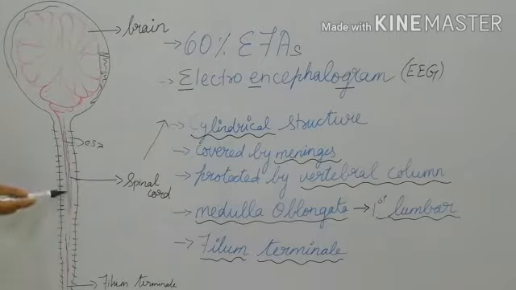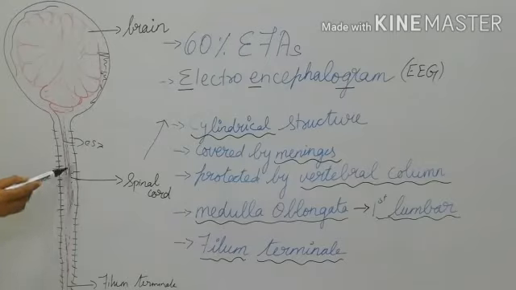It is covered by meninges. So this meninges will cover the brain also. The brain and the spinal cord are covered by meninges. This meninges is connective tissue layers. Three layers will be there, that is the dura mater, pia mater and arachnoid mater. These three layers together are known as the meninges.